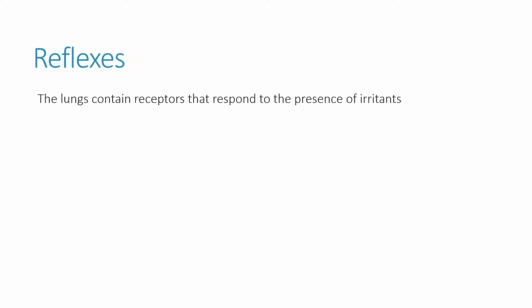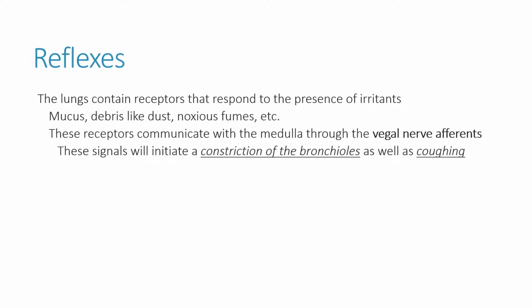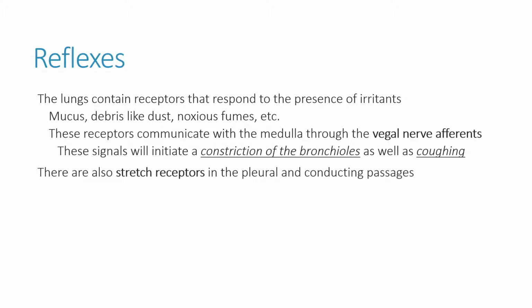The lungs contain receptors that respond to the presence of different kinds of irritants, mucus, debris like dust, noxious fumes, and so on. These receptors communicate with the medulla through the vagal nerve afferent fibers. These signals will initiate a constriction of the bronchioles that reduces airflow, but it can also cause coughing to change our breathing patterns as well.